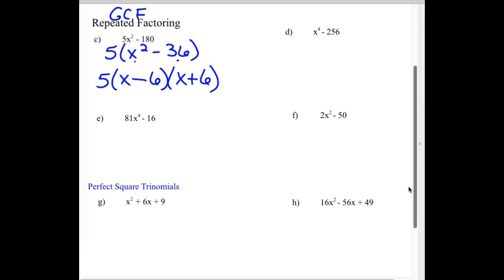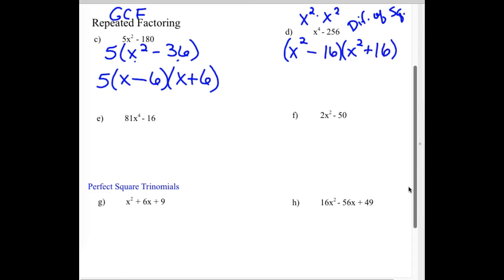Our next example, notice the higher power. An x to the 4th can be split into 2 x squareds. So instead of having just an x in each factor, I'm going to start out with an x squared in each one. Now, 256 is a perfect square, so this is technically another difference of squares pattern. The square root of 256 is 16. I'm going to have a negative and a positive version of that so that the middles cancel out.